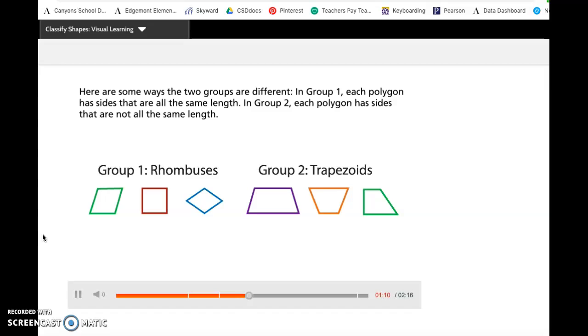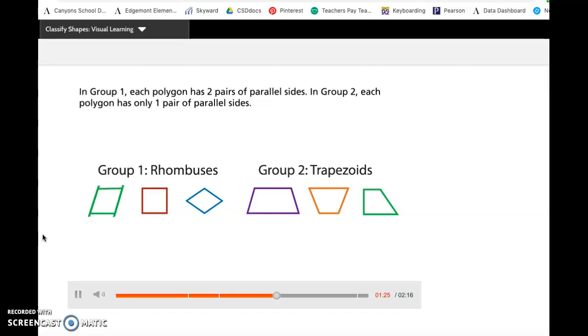Here are some ways the two groups are different. In group 1, each polygon has sides that are all the same length. In group 2, each polygon has sides that are not all the same length. In group 1, each polygon has two pairs of parallel sides. In group 2, each polygon has only one pair of parallel sides.